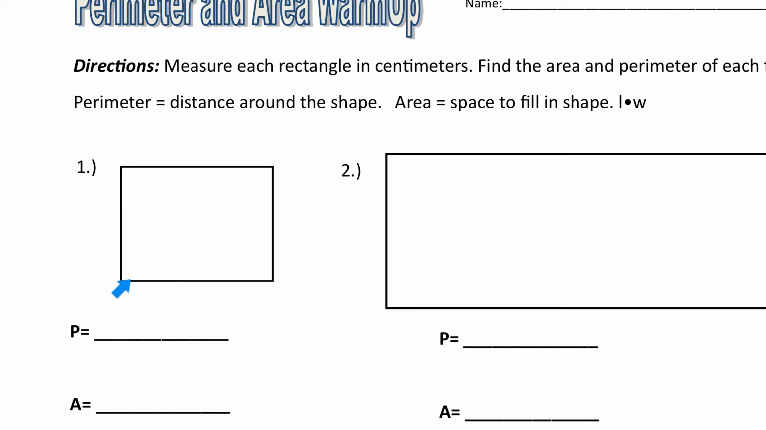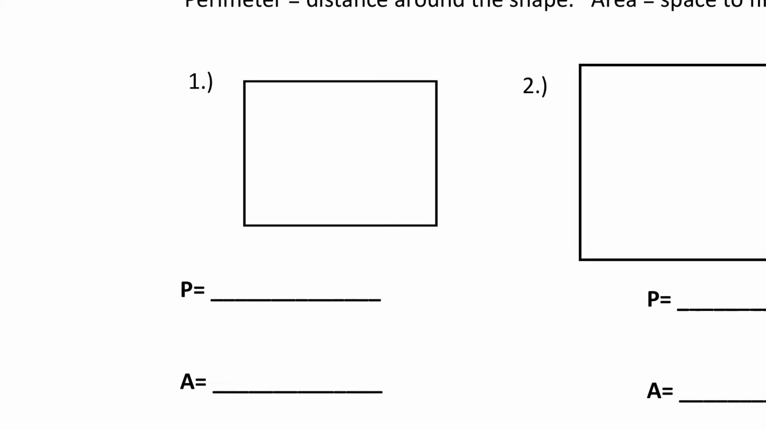So if you measure this, how long was this side down here? About 3 point what? Okay, about 3.9 centimeters. So this up here would be 3.9. When you measure this side, how long was this side? Right at 3? Okay.